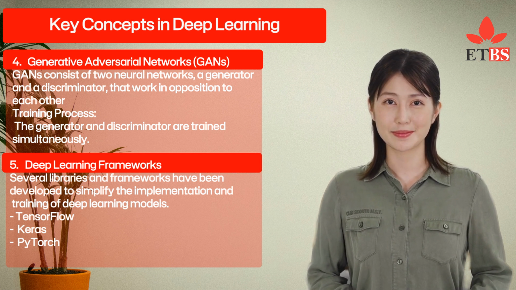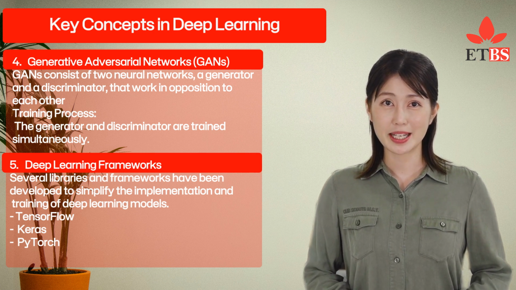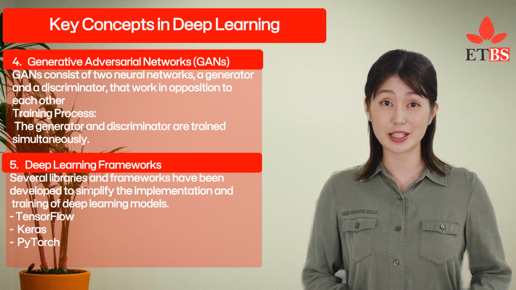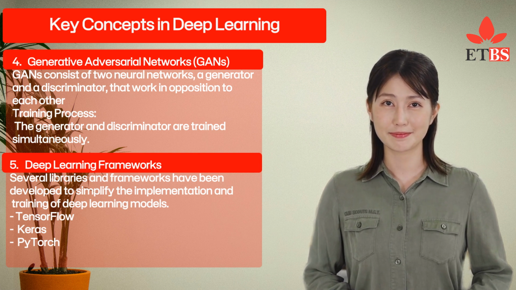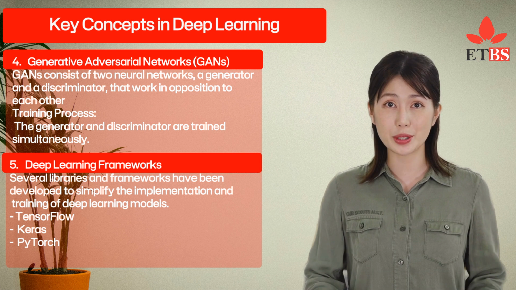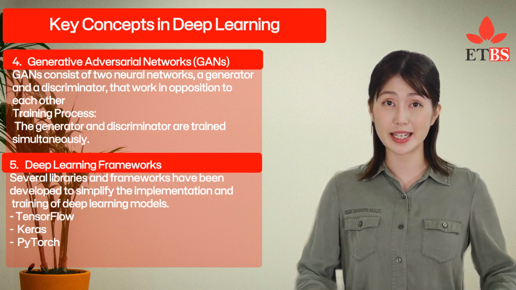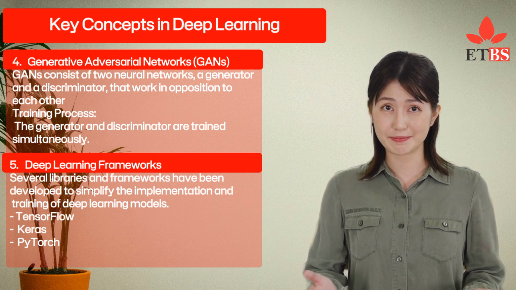PyTorch. Developed by Facebook, PyTorch is another popular deep learning framework that is known for its dynamic computational graph and ease of use, particularly for research. Example use case: image recognition. Using TensorFlow or PyTorch, you can train a convolutional neural network, CNN, to recognize objects and images.